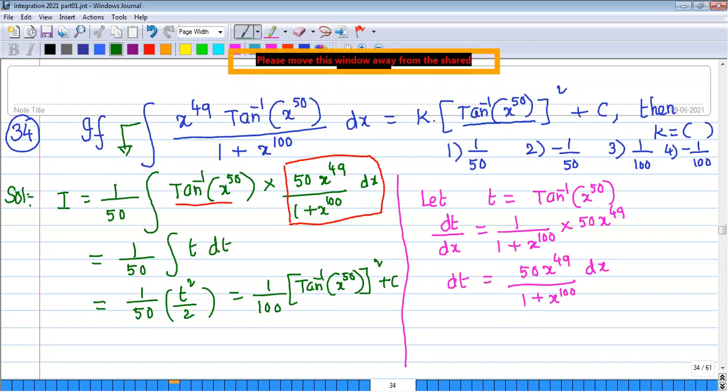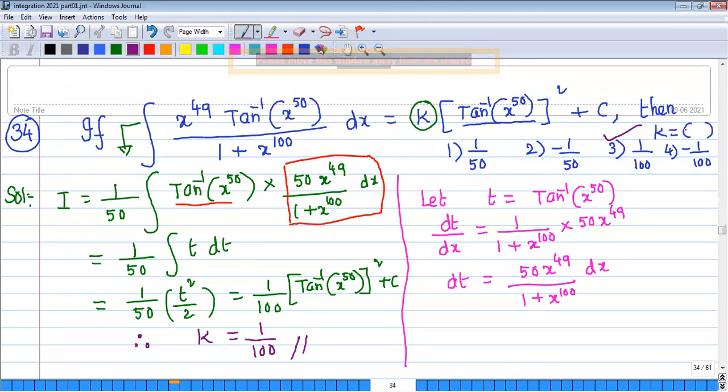Comparing k times tan inverse x to the power of 50 whole square plus c, in the place of k, we have 1 by 100. Yes, on comparison, we get k is equal to 1 by 100. Third option is the right option.